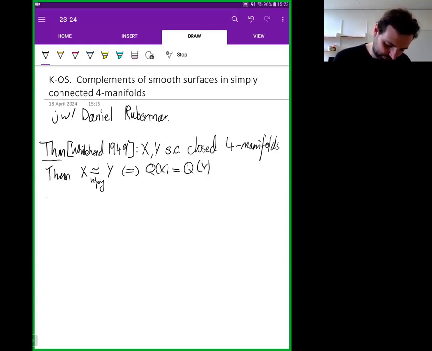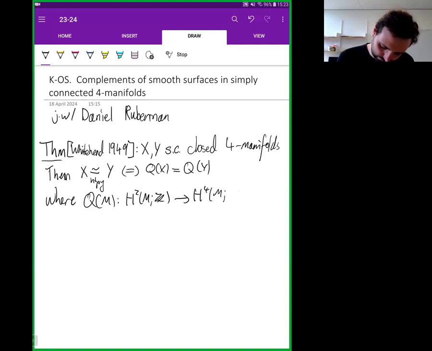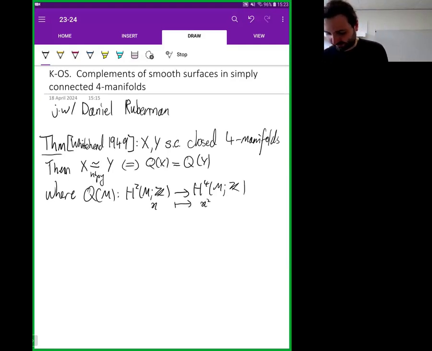And we can say what the form is. Well, it's exactly the cup product. So Q of M is just the map from H2 of M with integral coefficients to H4 of M with integral coefficients, where you send x to its square. Okay, so we have some classification that's really cool.